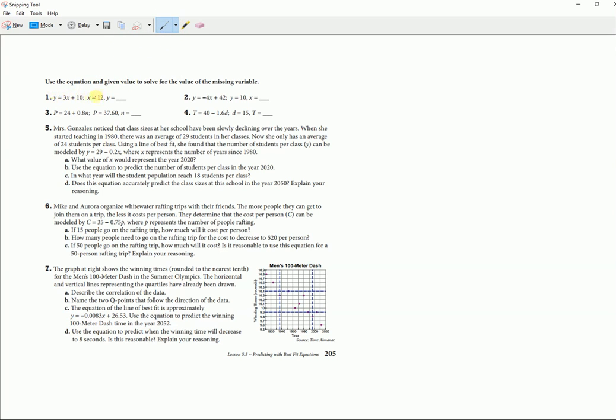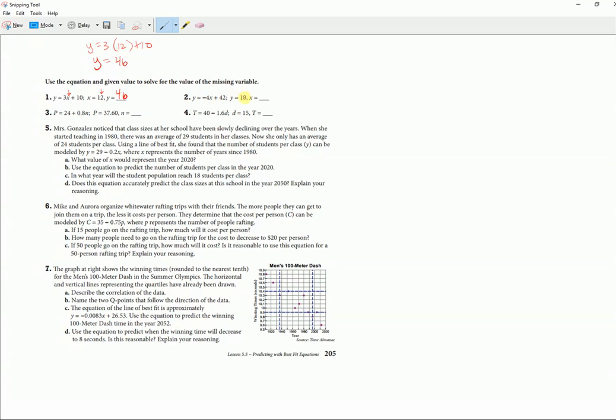What this is saying is when x is 12, what it's asking you to do is to replace this x here with the 12 that's here. If I were to rewrite it, it would be y is equal to 3 times 12 plus 10. Well, 3 times 12 is 36, plus another 10 is 46. And that's how you would do problem number 1.